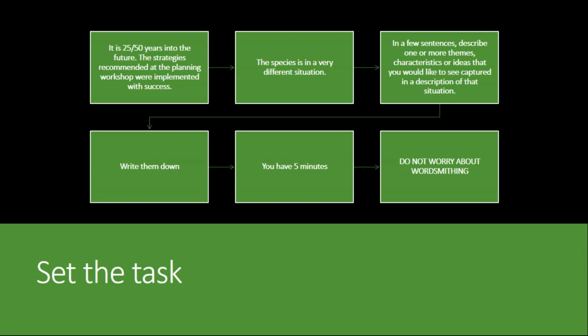Don't worry about wordsmithing. So it's quite nice to give people the option of not writing complete sentences. It's quite good if people have the option just of writing ideas, themes, so that they don't feel under any pressure.